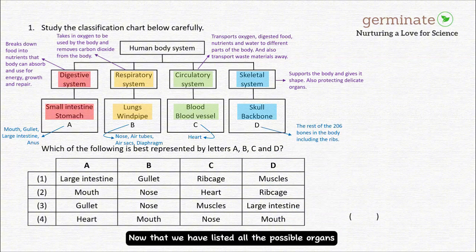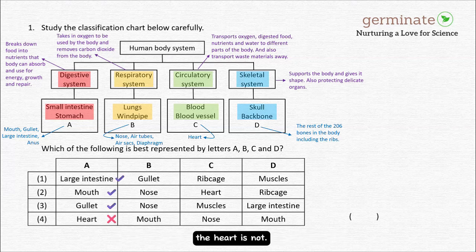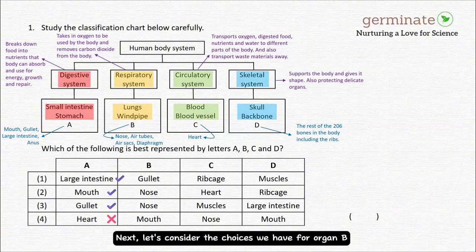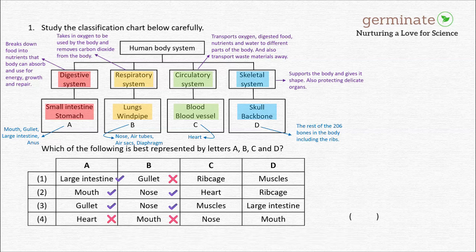Now that we have listed all the possible organs, let's review the options together to answer the question. First, let's consider the choices we have for organ A. Based on our list, the large intestine, mouth, and gullet are possible organs, while option 4, the heart, is not. Next, let's consider the choices we have for organ B. Only the nose is the possible organ, while options 1 and 4, the gullet and the mouth, are not.